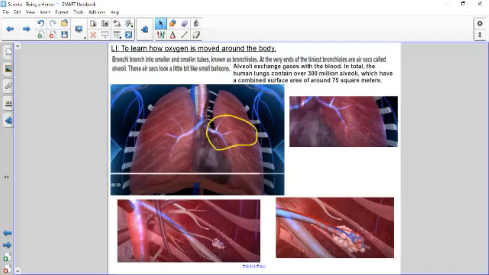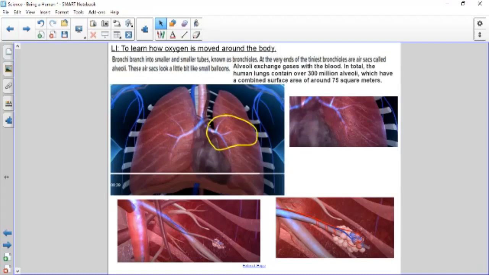You can see four images in front of you. The first image is the picture of the lungs and the heart, and then this image is enlarged. So bronchi branch into smaller and smaller tubes known as bronchioles. Then on the second picture, at the very end of the tiniest bronchioles are air sacs called alveoli. These are pictures 3 and 4.